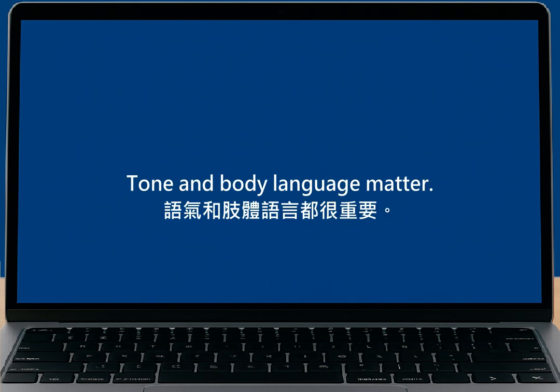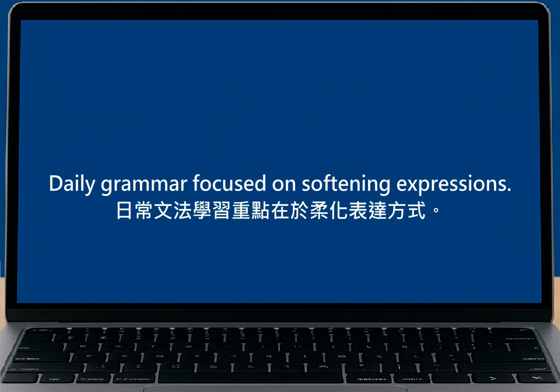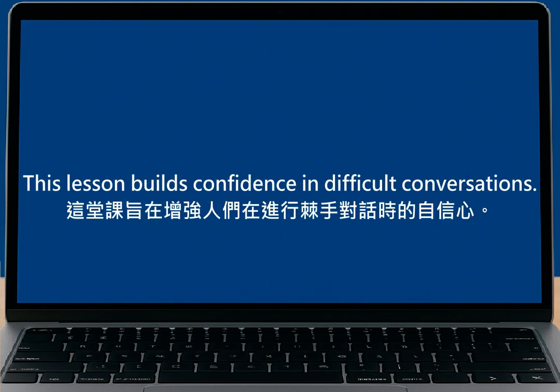Tone and body language matter. Daily grammar focused on softening expressions. This lesson builds confidence in difficult conversations.